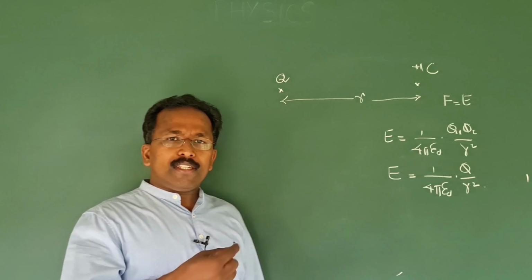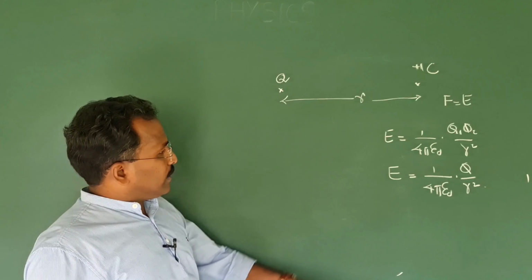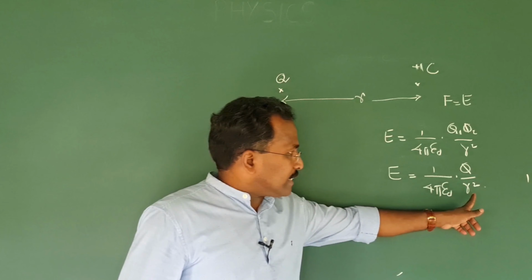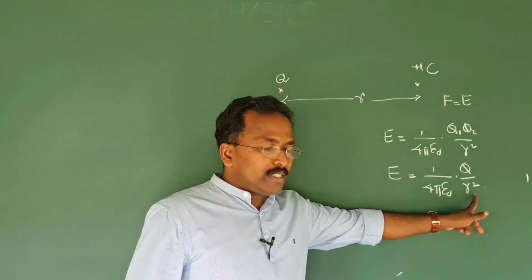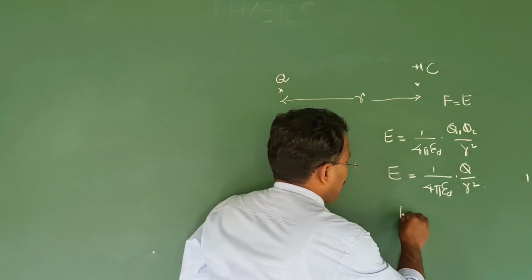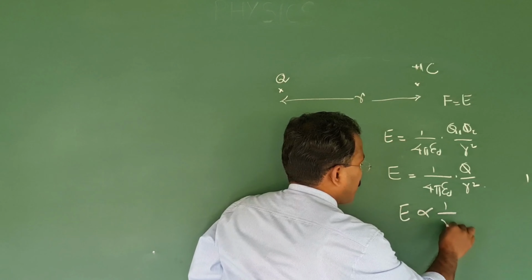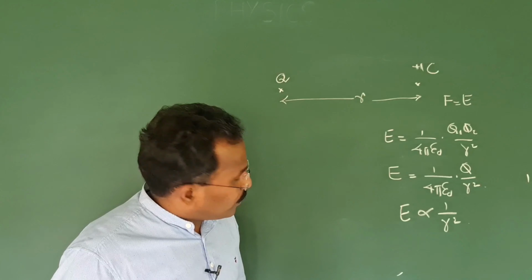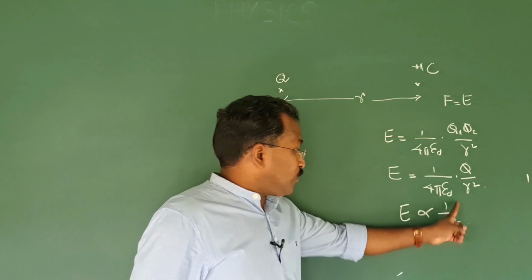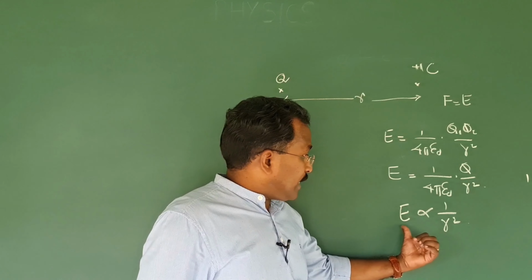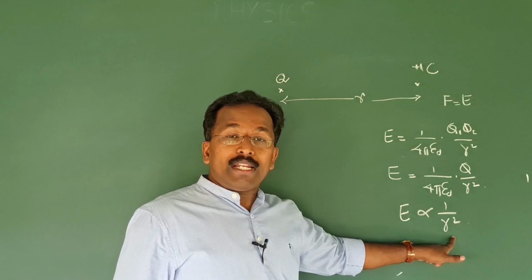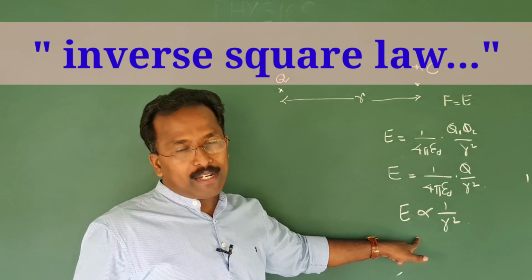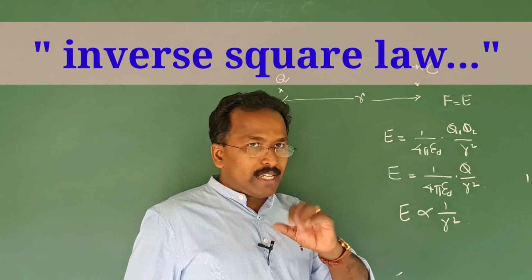Now, we will study this equation a bit more. This is the equation. As electric field and distance, how they are related, you just see this. We usually write electric field is proportional to 1 by R square, that is a kind of a reciprocal relationship. We call this the inverse square law.